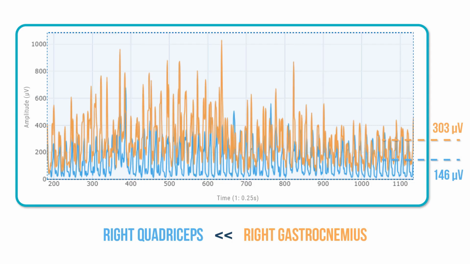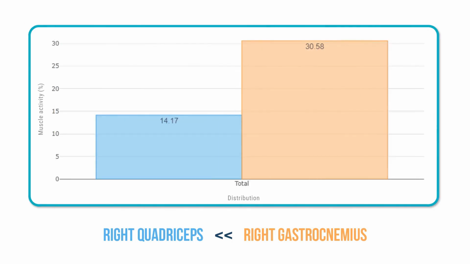First, we analyze running at 12 km per hour. Notice the muscle activity. An expected synergy is observed where the calf activates more than twice as much as the quadriceps, showing its dominant role in propulsion. This pattern is consistent with an efficient running technique at moderate speed.